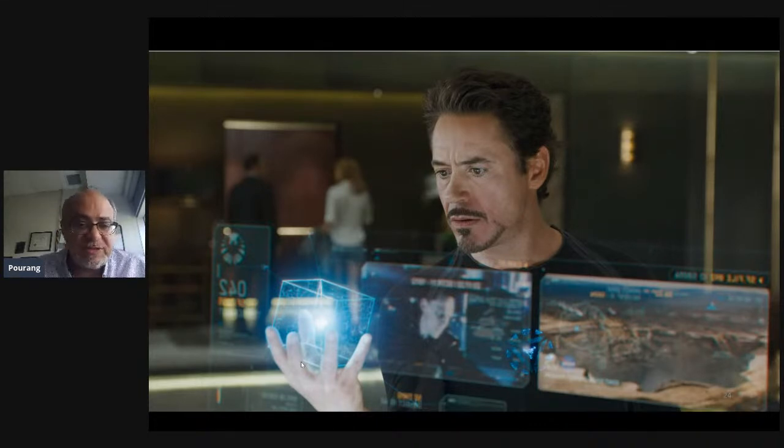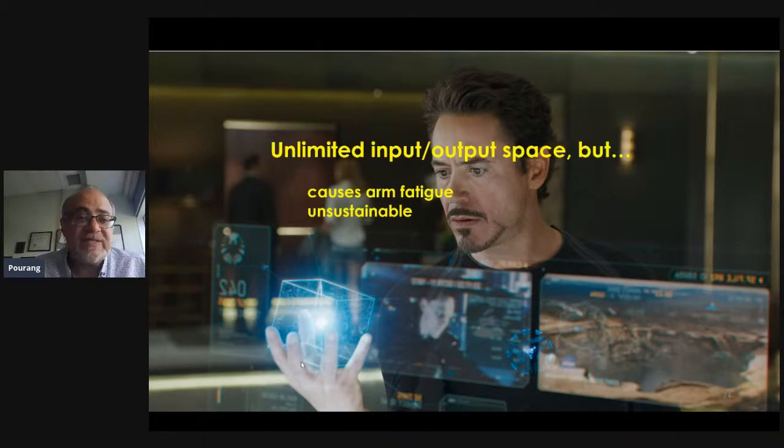By the way, such technologies are very difficult to implement. You primarily see them being mocked up in movies and in Hollywood. They look great. They look fancy. It has unlimited input and output space, but it's something that actually causes quite a bit of arm fatigue, and it's really unsustainable for any serious length of interaction time.